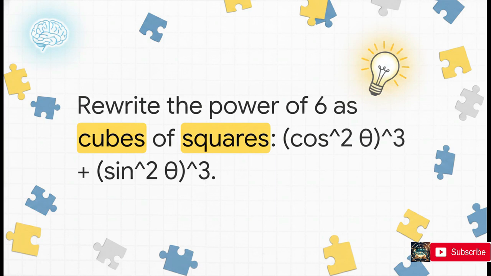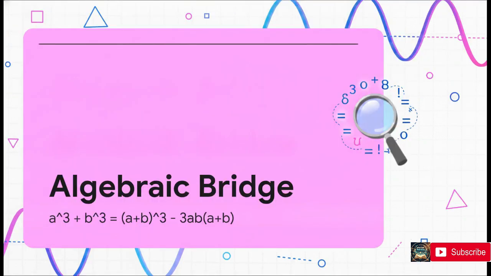We can just rewrite that power of 6 as cubes of squares. So cos to the power of 6 becomes (cosine squared theta) whole cubed, and sine to the power of 6 becomes (sine squared theta) whole cubed. See what we did there? We just turned a scary high-level trig problem into a simple algebraic puzzle. Now, what's really interesting about this is how we build an algebraic bridge.